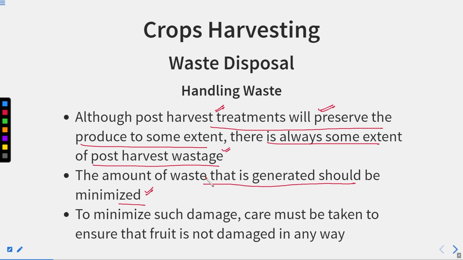The first thing we can do is minimize the waste that is generated at the time of harvesting. To minimize such damage, care must be taken to ensure that fruit is not damaged in any way. All the fruits which you are harvesting should be kept properly in a bag, a bin or any type of crate.